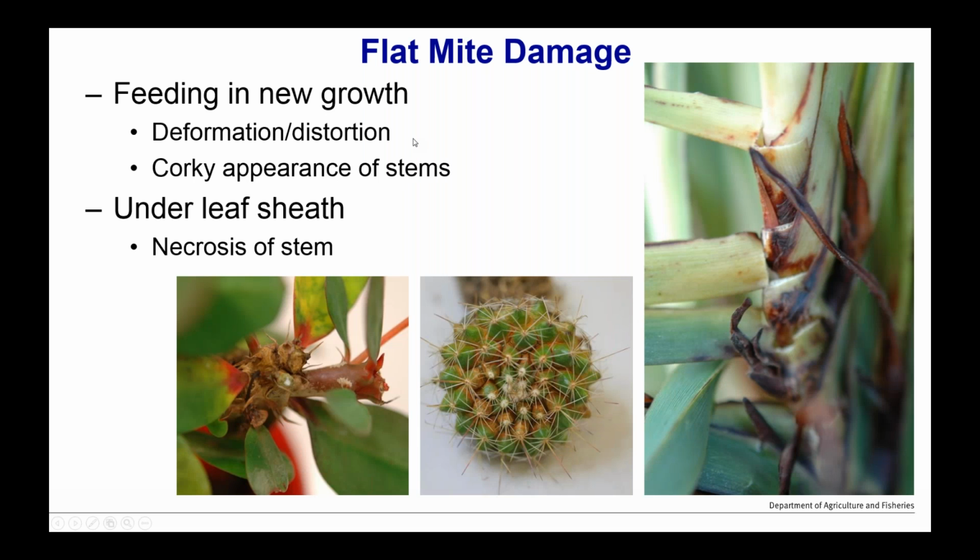So if you have seeding in the new growth, you're more likely to get deformation, distortion of the stem. In a severe case, you'll get this corkiness occurring on the stem. Sometimes this is again that russeting effect, and sometimes you'll get them underneath the leaf sheath, and that tends to cause a necrosis of that stem.